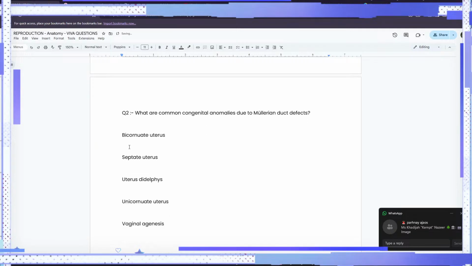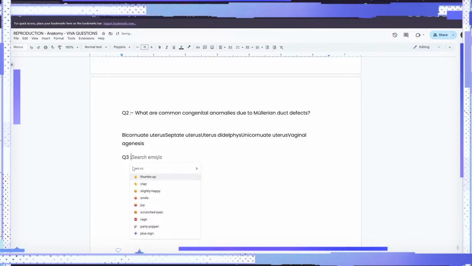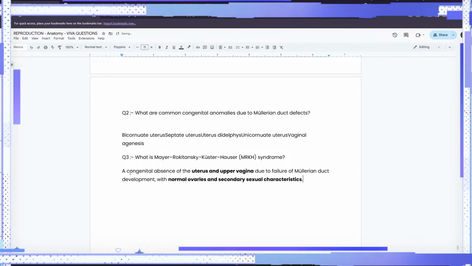Question number three: what is Mayer-Rokitansky-Küster-Hauser syndrome? That's a very dumb name, isn't it? Congenital absence of the uterus and vagina. It's quite a sad thing. Okay, let's just separate these names out.